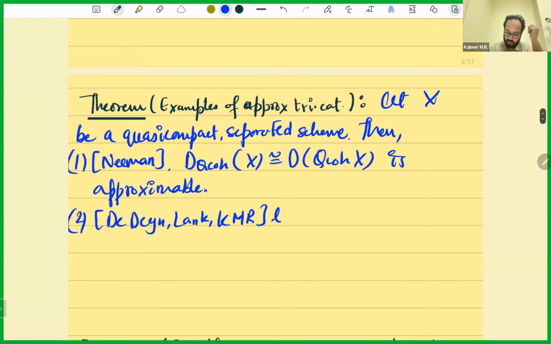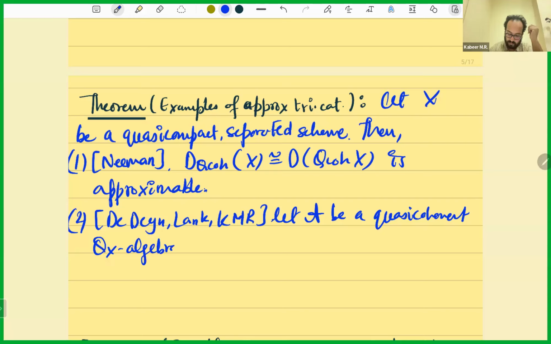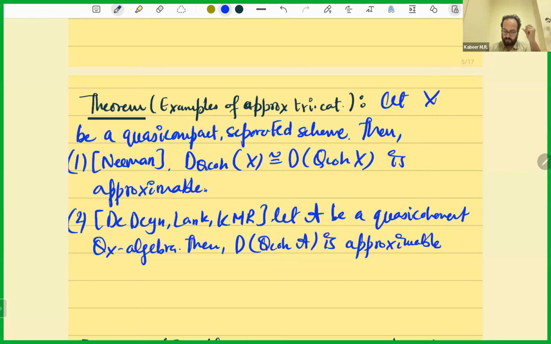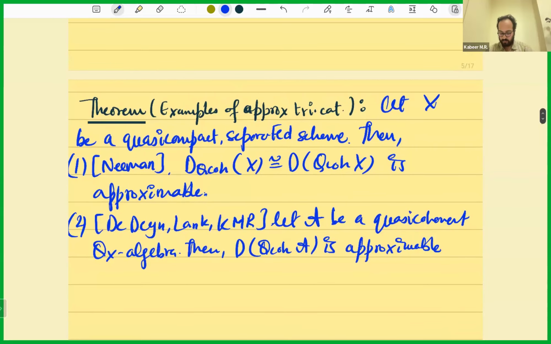So let A be a quasi-coherent sheaf of quasi-coherent OX algebra, then this category is also approximable. So, yeah. These examples show that there are a bunch of examples of approximable triangulated categories. There are more examples coming from homotopy theory, etc., but I'll not get into that.